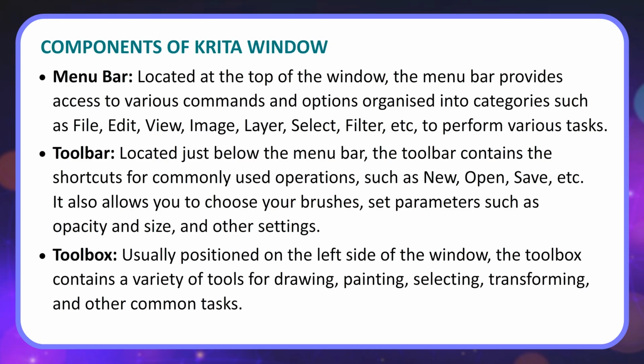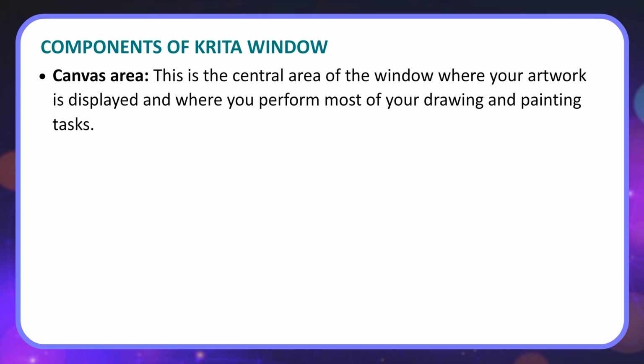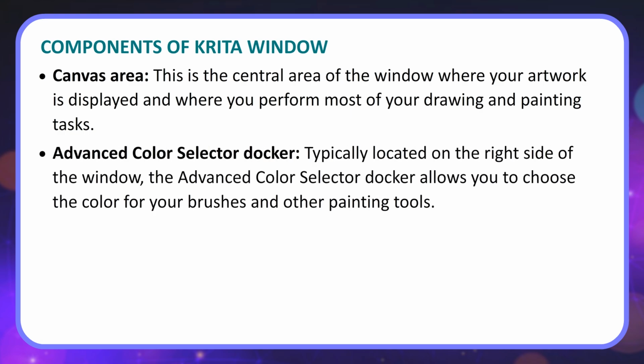Toolbox. Usually positioned on the left side of the window, the toolbox contains a variety of tools for drawing, painting, selecting, transforming, and other common tasks. Canvas area. This is the central area of the window where your artwork is displayed and where you perform most of your drawing and painting tasks. Advanced color selector docker. Typically located on the right side of the window, the advanced color selector docker allows you to choose the color for your brushes and other painting tools.